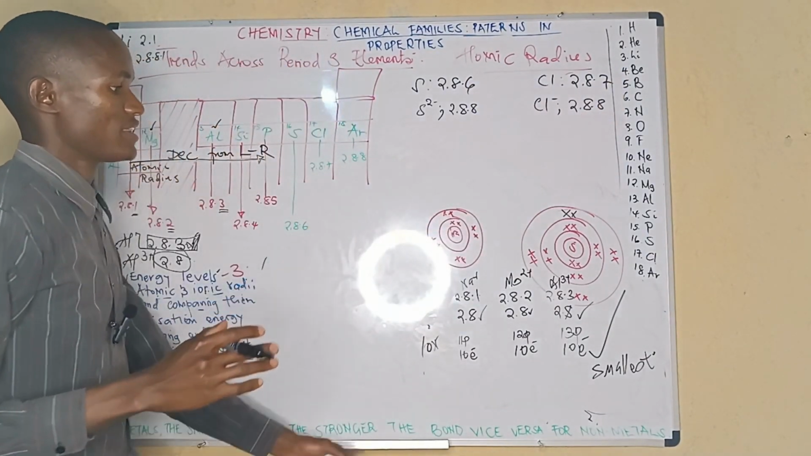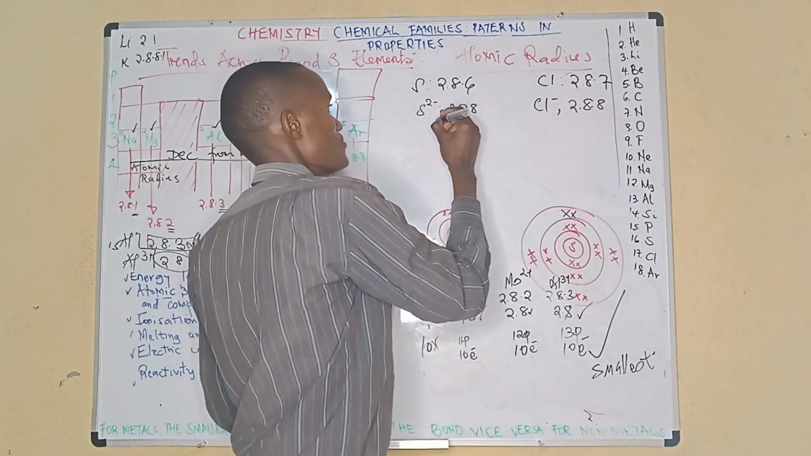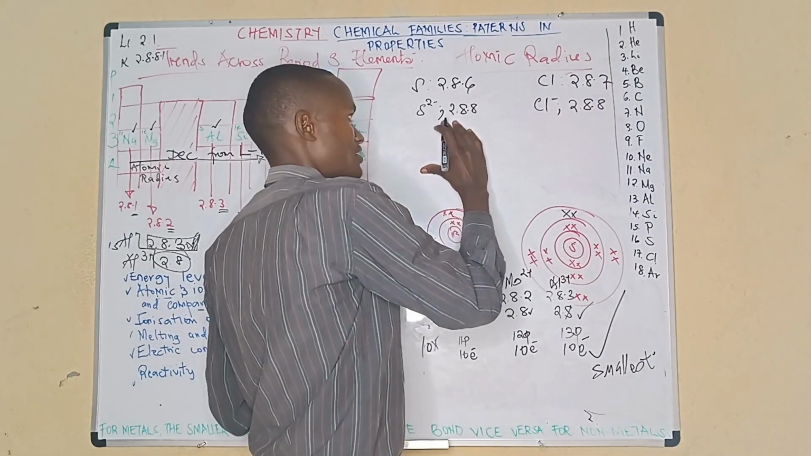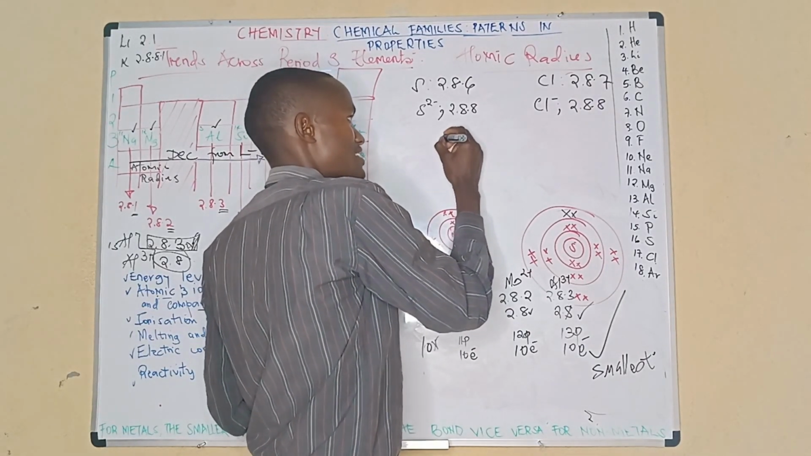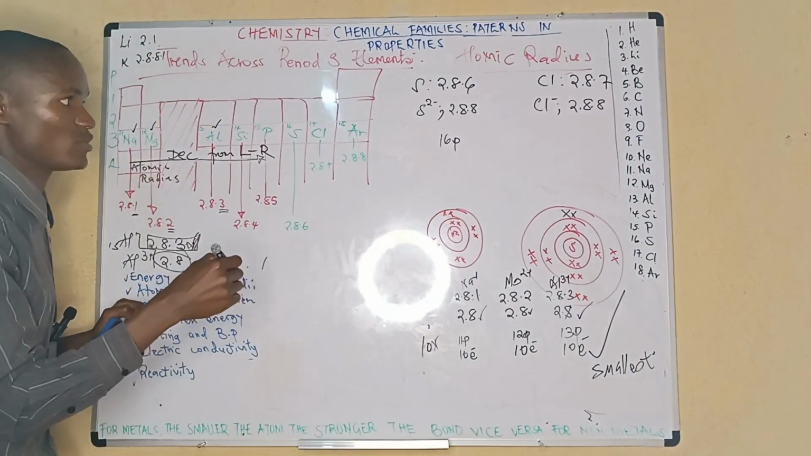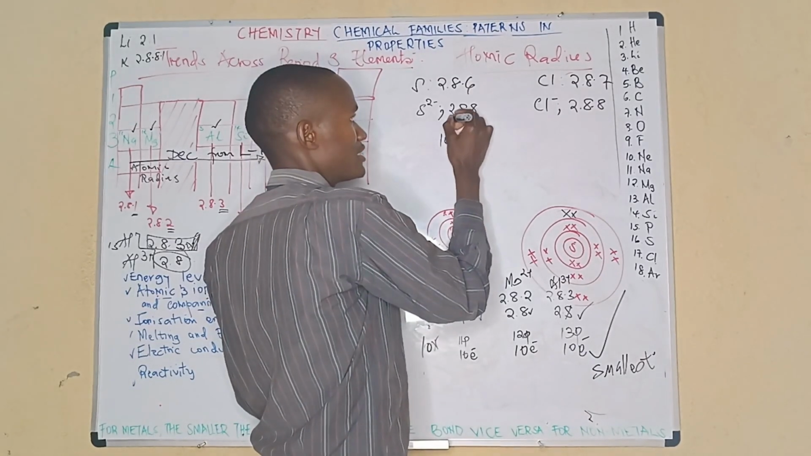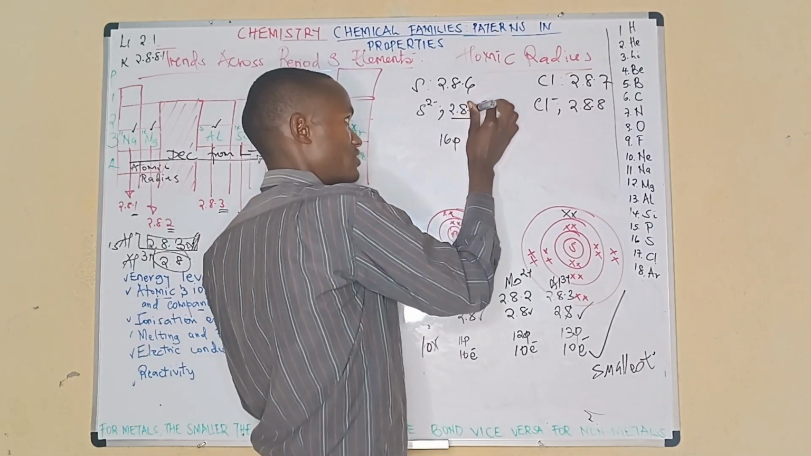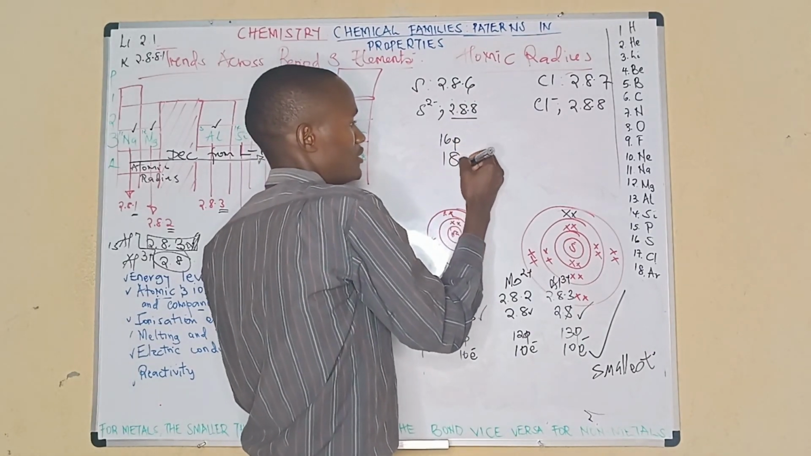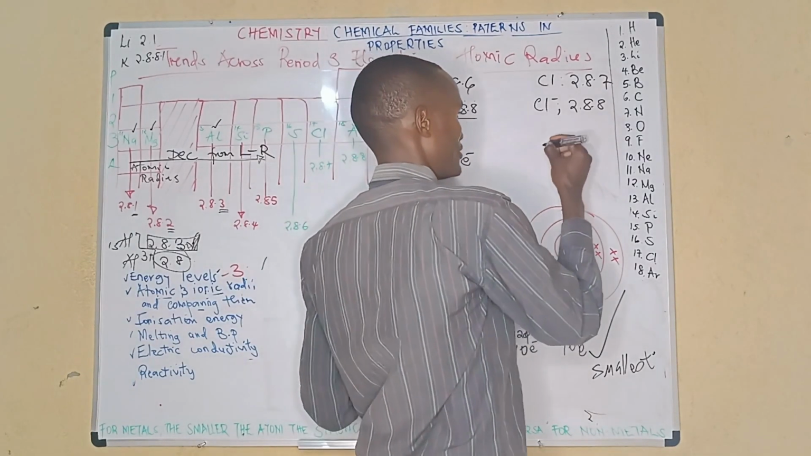Let us compare the number of protons and electrons in these ions now. For the sulfide ion, it has 16 protons because the atomic number is the same as the number of protons. Let us add the number of electrons: 8 plus 8 is 16, plus 2. It has 18 electrons.